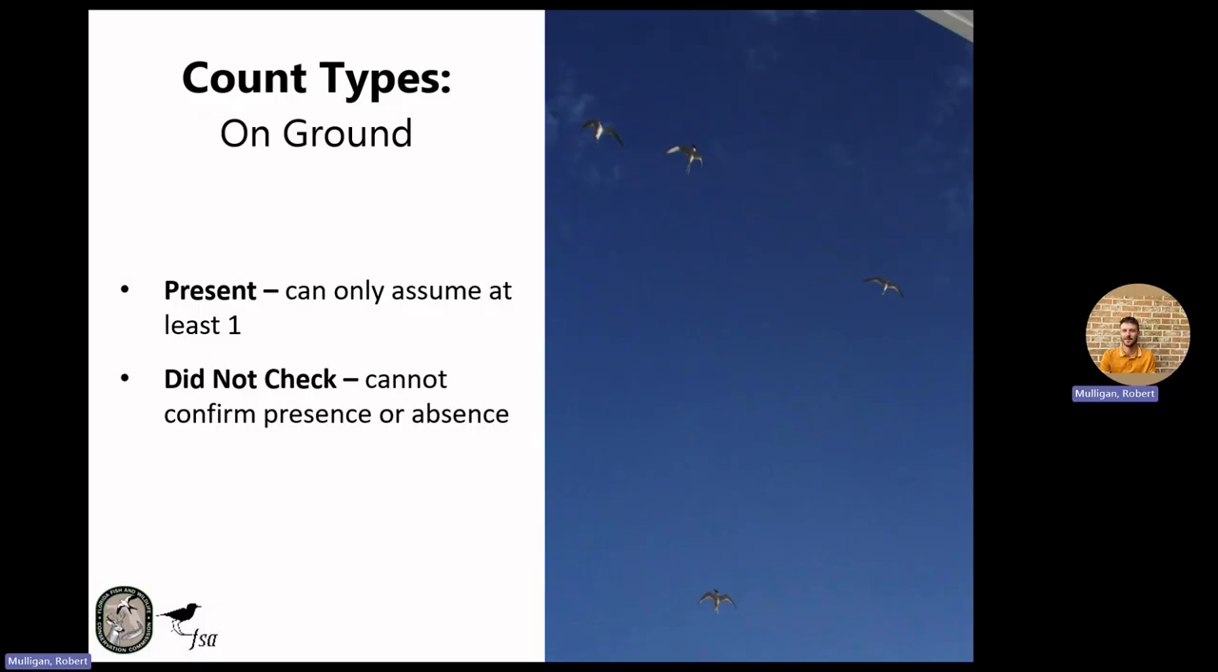Because surveying from the ground limits your view of the colony, reporting did not check for chicks and adults is common. You will notice that absent is not an option to report counts of chicks and adults from an on-ground vantage point. Since you cannot see the rooftop, you are not able to verify if there are in fact no adults or chicks.